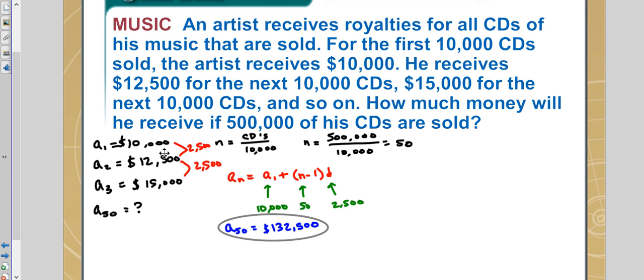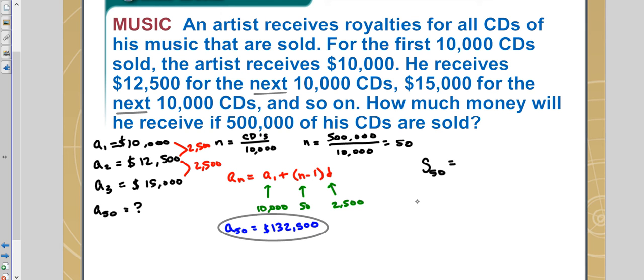Now here's the deal. Truthfully, we're going to try to add up all these. So this is saying how much he receives for the next, this is a key word, next 10,000 CDs, and this amount of money for the next 10,000. So each time you're adding the previous amounts together. So really what I want to find is the sum of the first 50 terms.